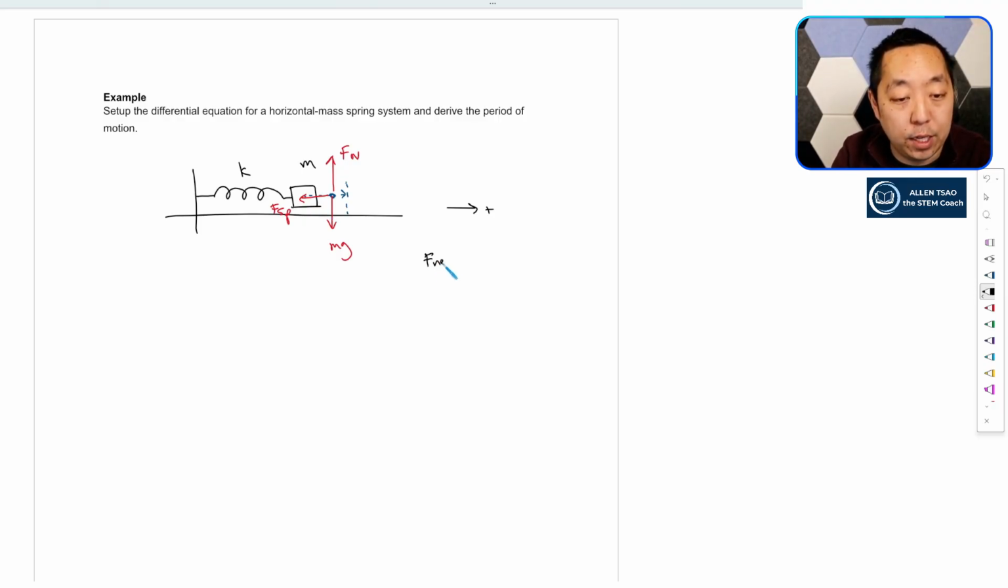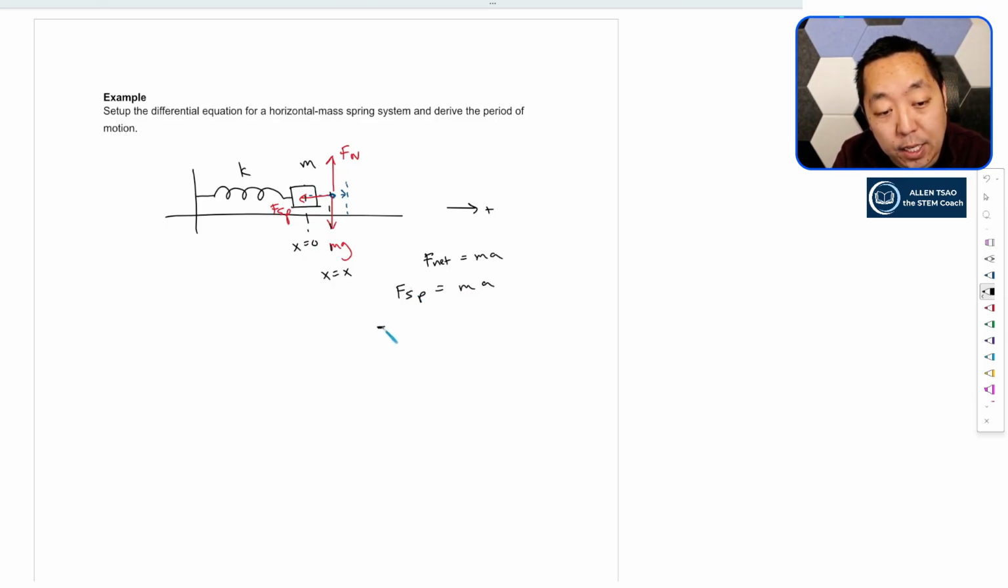Now we're going to apply F net equals ma. The only force we have is the spring force acting to the left, and we're at some location x here. This is x equals 0, the relaxed length. So the spring force is going to equal ma, and because it's pointing to the left, it's going to be negative k times its position. Because I made x equals 0 the equilibrium position, its current position is simply how much it's been stretched. That is equal to m times the acceleration, which is the second derivative here.